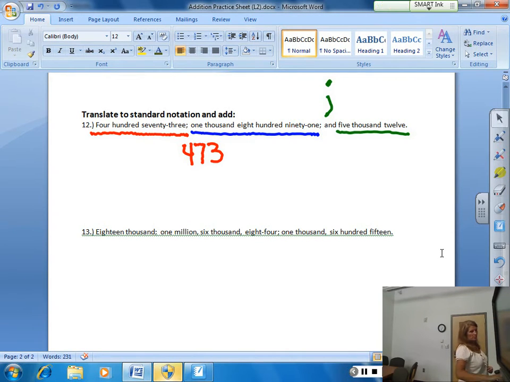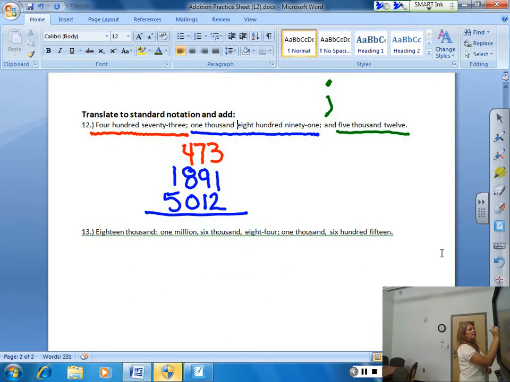Our second number in blue, 1,891. Again, stop the video, try it on your own, then come back and see if you did it right. 1,000, so I have 1 in the thousands place, and then 891. And finally, 5,012. 5 in the thousands, and then 12, and then I add those up.